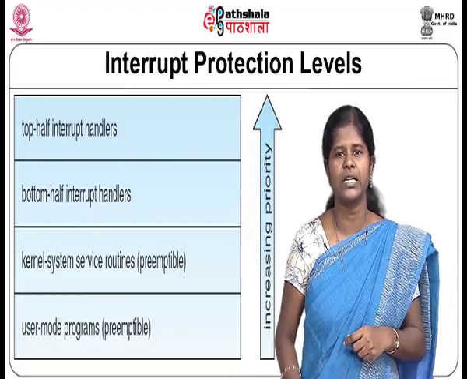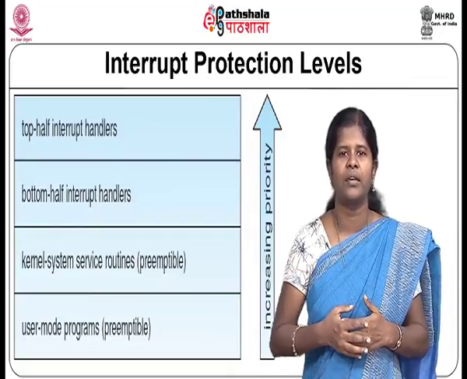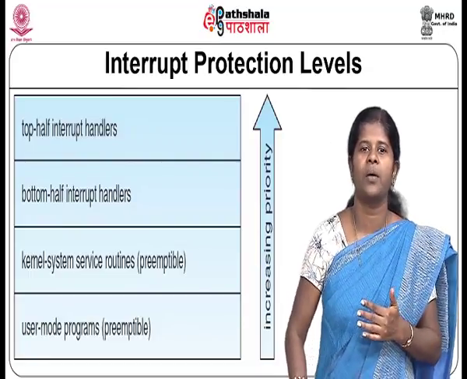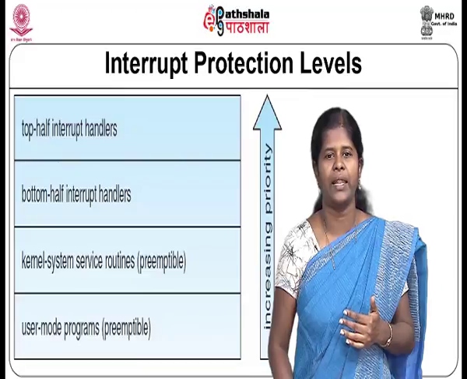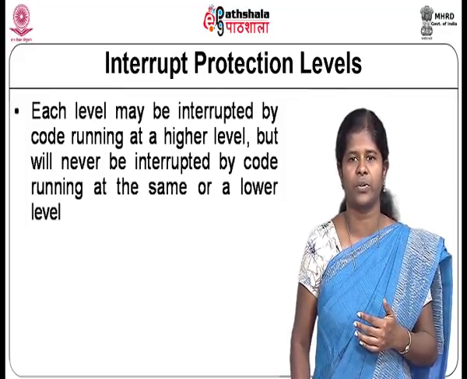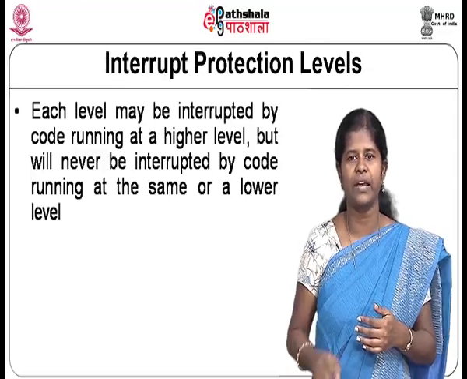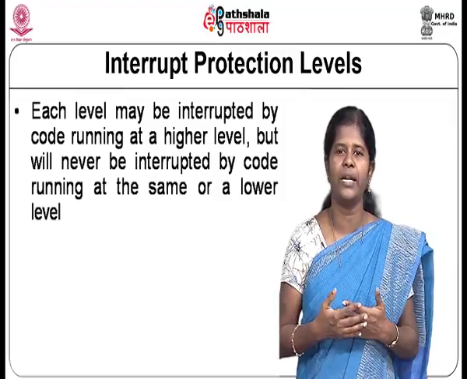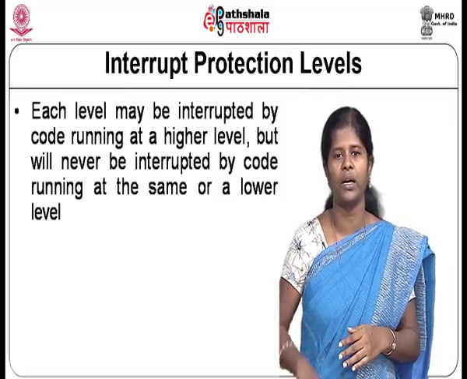Just look at this, this shows the priority. You have top half interrupt handlers having the highest priority, and then you have bottom half interrupt handlers, and then you have kernel system service routines, and then you have user mode programs. Each level can be interrupted by code which is running at a higher level, but it will not be interrupted by code running at the same or a lower level.